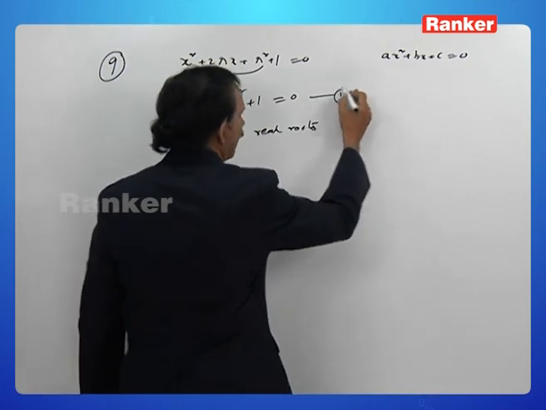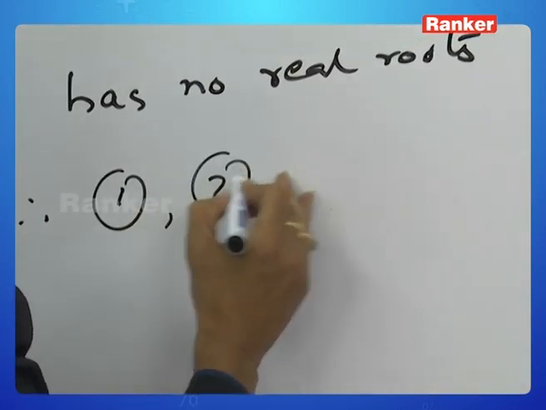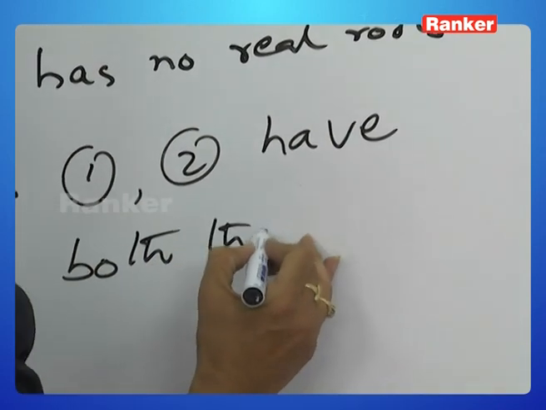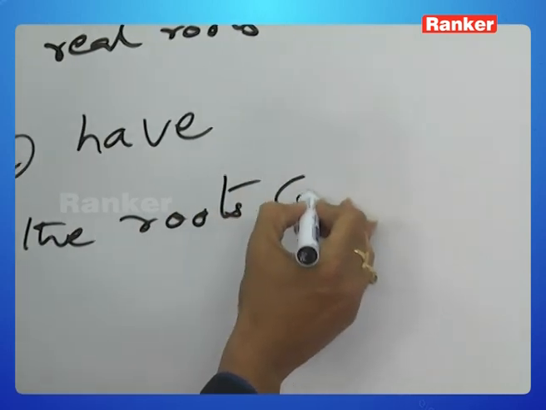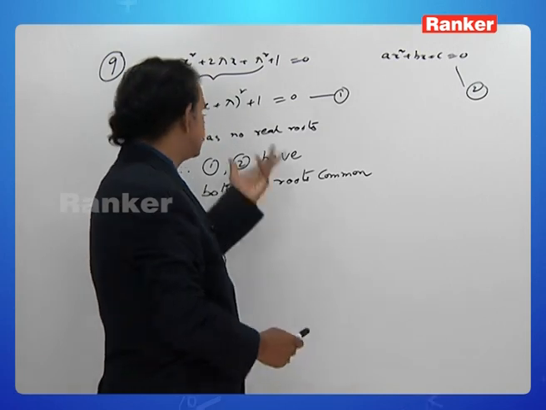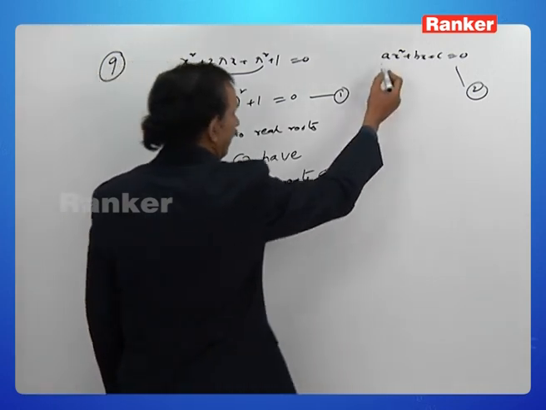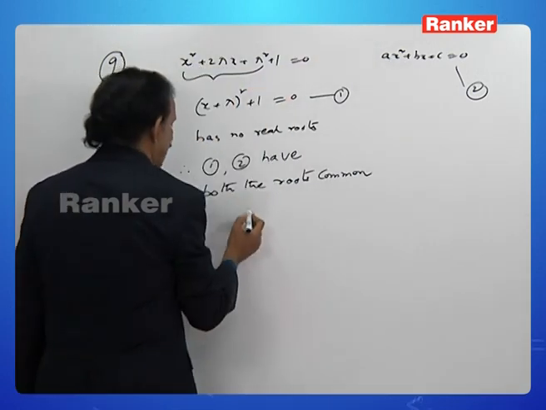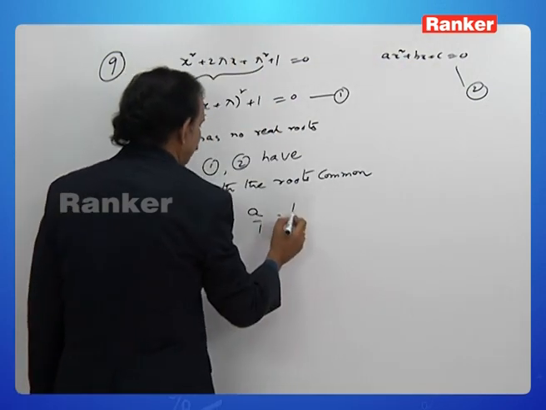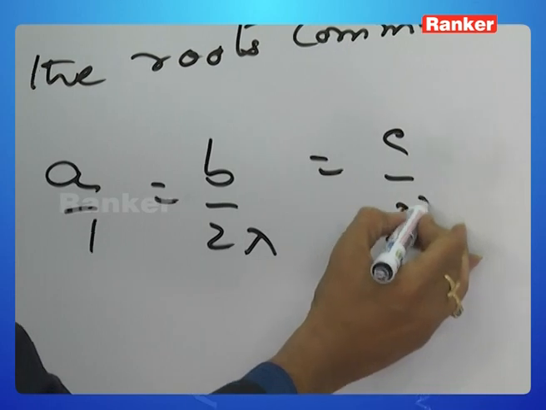Let me call this equation 1. Let me call this equation 2. Therefore, 1 and 2 have both the roots common. What happens in that case? The two equations coincide. Rather, the coefficients can be compared. Let us do that. The coefficient of x square is a. Here it is 1. Therefore, a by 1, b by 2 lambda, c by lambda square plus 1.